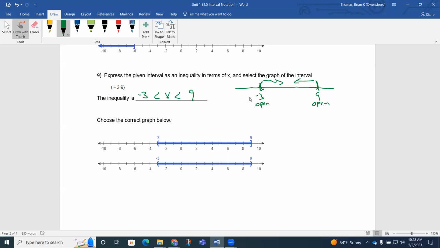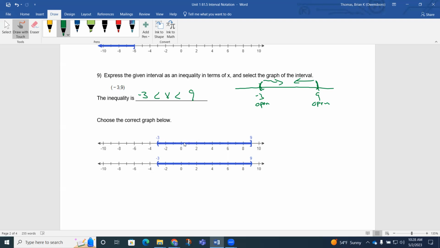When you write an inequality, as long as you have the left bound and the right bound, both inequality symbols will always be pointing in the same direction. They'll be less than symbols. Again, you're reading it from the middle. x is greater than -3, which means you're to the right of -3, and x is less than 9, which means you're left of 9. So you're between those two values.